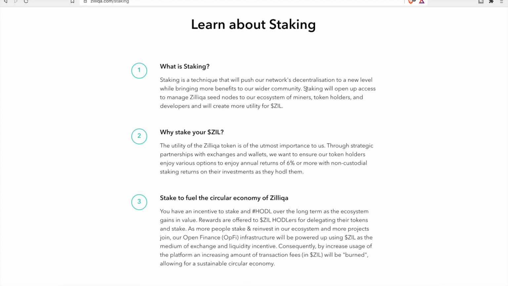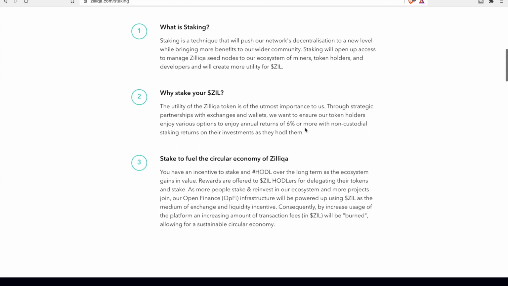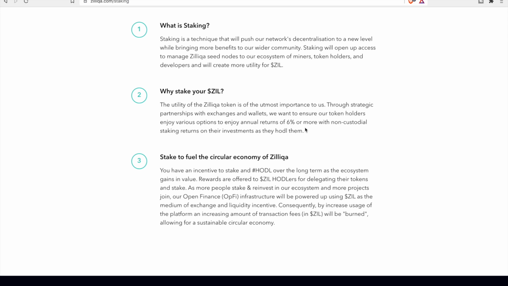Staking is a technique that will take our network's decentralization to a new level while bringing benefits to a wider community. So staking is good because it gets rid of that wasted proof of work. Yes, I know all those Bitcoiners are going to hate me for it, but it's true. I mean, it's more efficient with staking. I mean, come on. Millennials are all about saving the world or using as little resources as possible, but yet some of them are investing in Bitcoin, and it's like, well, I thought you were trying to save the environment. I think you're doing the opposite because Bitcoin uses a lot of energy, but okay.